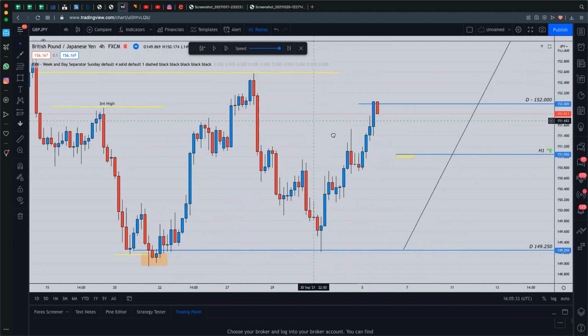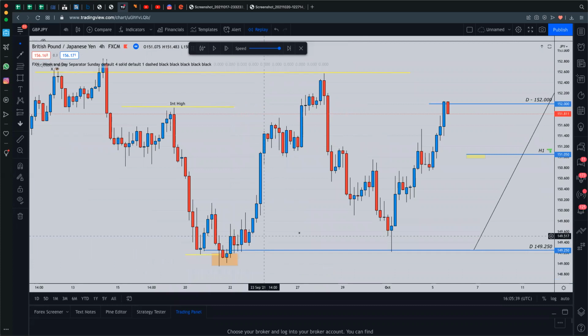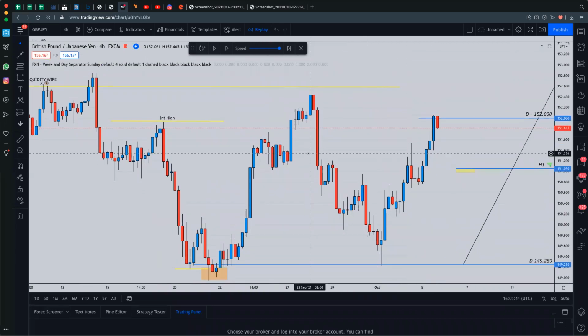Okay, so what do you think we do? I don't sell. A lot of people were looking for sells in here. I said, probably not a good idea, especially because we didn't take out this low. So it's probably not a good idea to take a sell from there because we didn't break structure to continue going down.